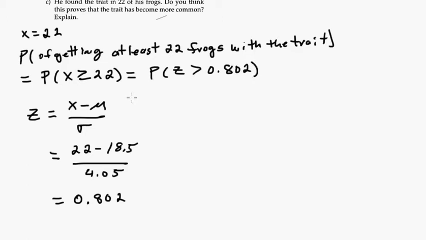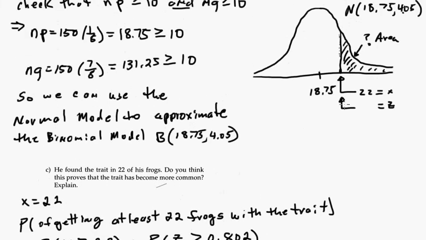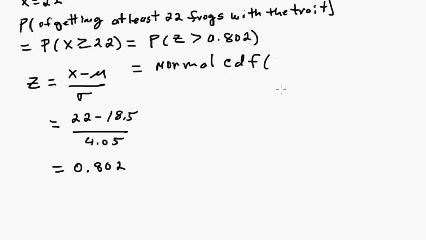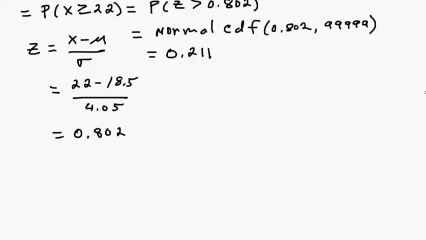So this probability is the probability that z is greater than 0.802. And we can use the calculator, normal CDF, and we're going to go from 0.802 all the way out to positive infinity, which would take a long time, so we'll approximate that. And that comes out to be 0.211.